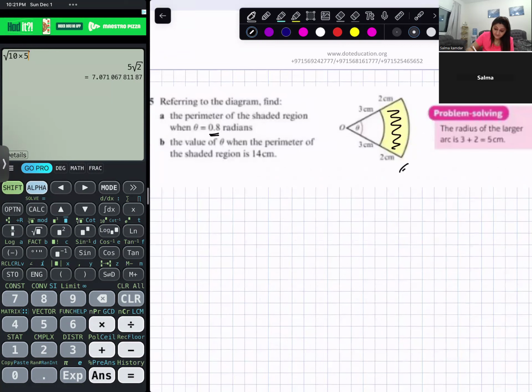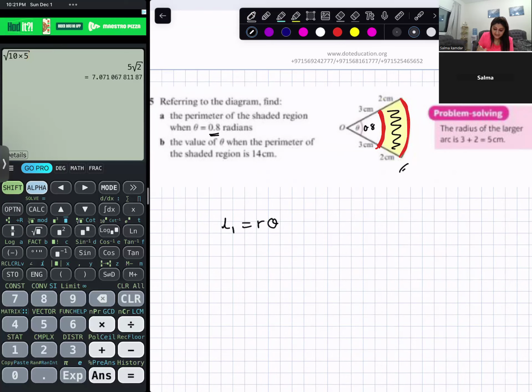That means I have to find the length of this and I have to find the length of this part to give my perimeter of the shaded region. So first let's find the length of the smaller part. I know my length of the arc, and my theta is given to me as 0.8 rad. My length of the arc is r theta.